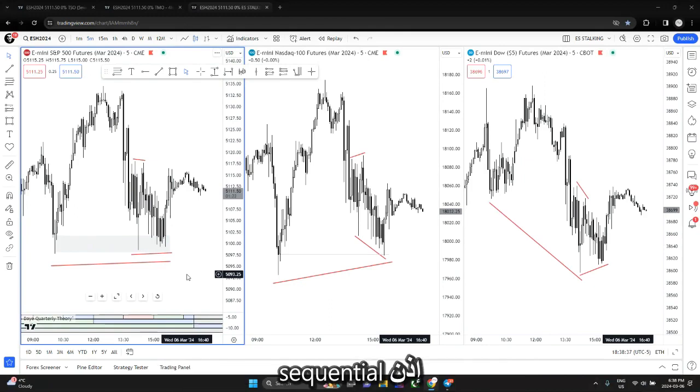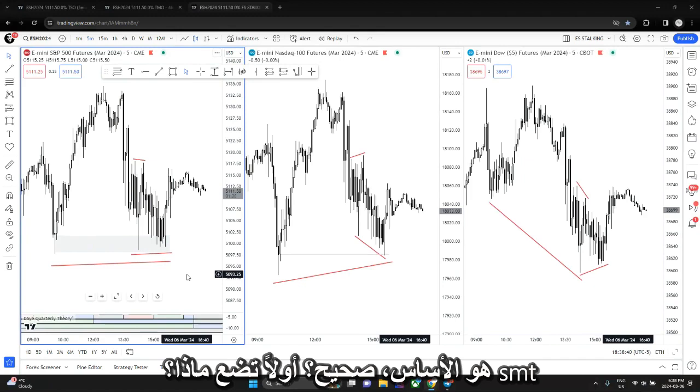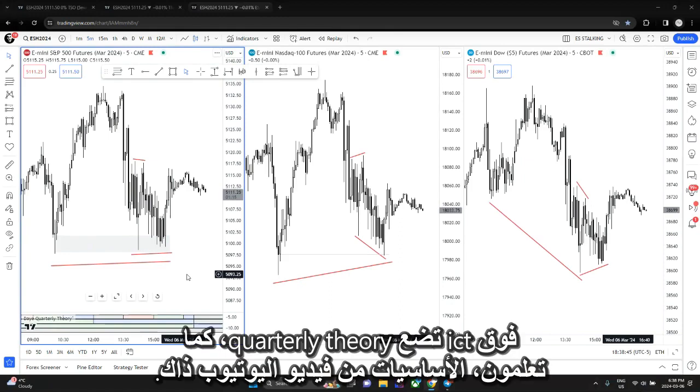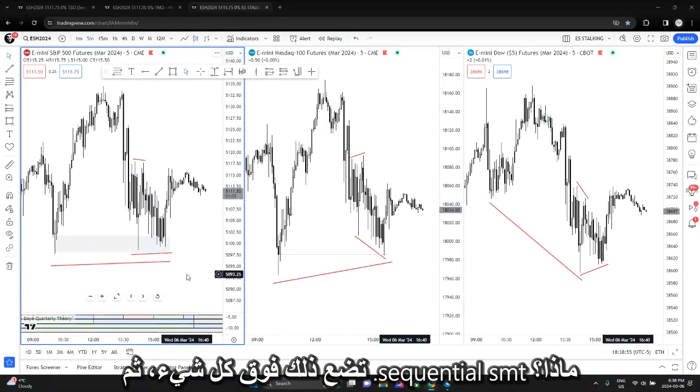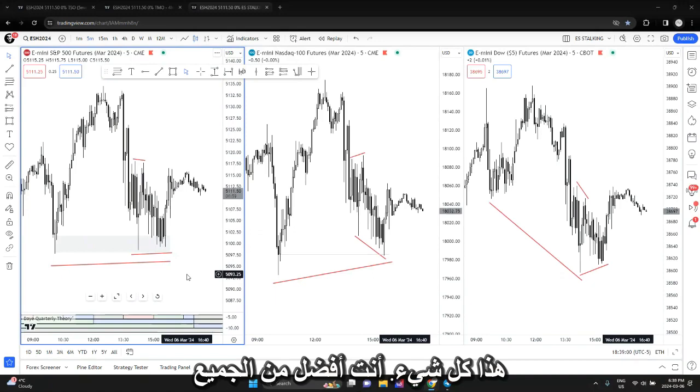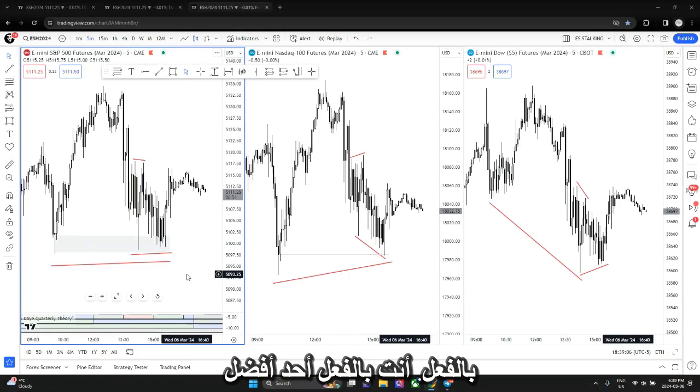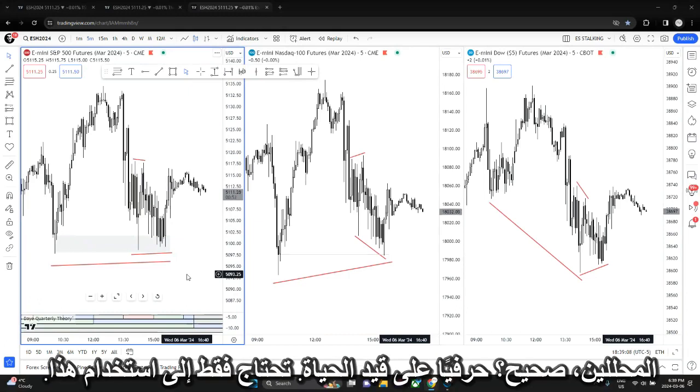So sequential SMT is the base, right? First, you lay down what? ICT. On top of ICT, you put quarterly theory, the basic YouTube video. Then you go deeper. There is what? Sequential SMT. You lay that on top of that, then that's it. You're better than everyone already. You're already one of the top analysts, literally alive. You just need to use this properly.